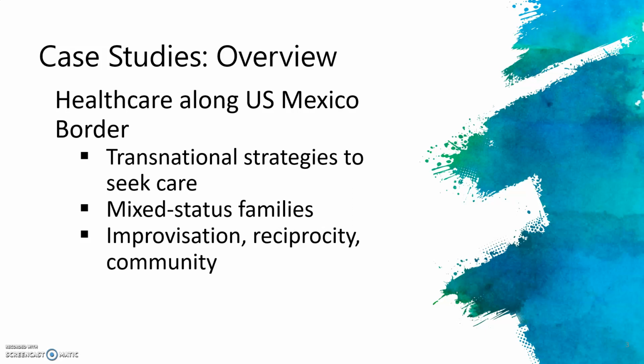The next case study is another really interesting one about healthcare along the US-Mexico border, and it looks at transnational strategies to seek care. Interestingly, it looks at families with mixed immigration status, where there's an undocumented family with some children who were born in the US and some children who weren't. So say everybody in the family gets the flu or strep throat, and the child who was born here is on Medicaid, but the other child isn't.